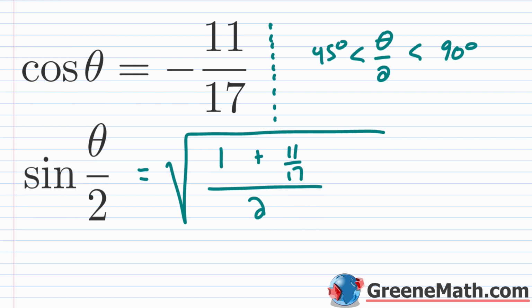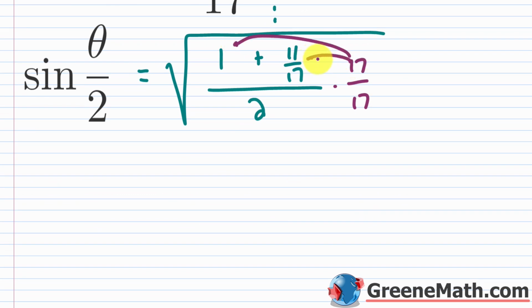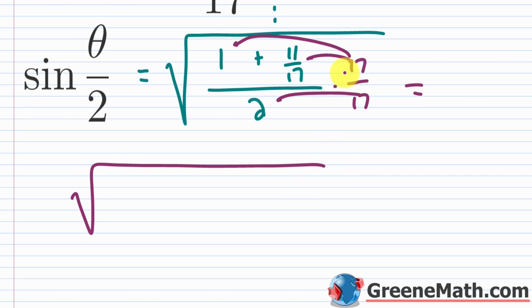So I'm just going to multiply this by 17 over 17. So distribute this like this. And we'll say that this is the square root of 17 times 1 is 17, and then plus 11 over 17 times 17 would just be 11. So 17 plus 11 is going to be 28, and this is over 2 times 17, which is 34. Now 28 divided by 2 would be 14, and 34 divided by 2 would be 17. So this gives me the square root of 14 over the square root of 17.